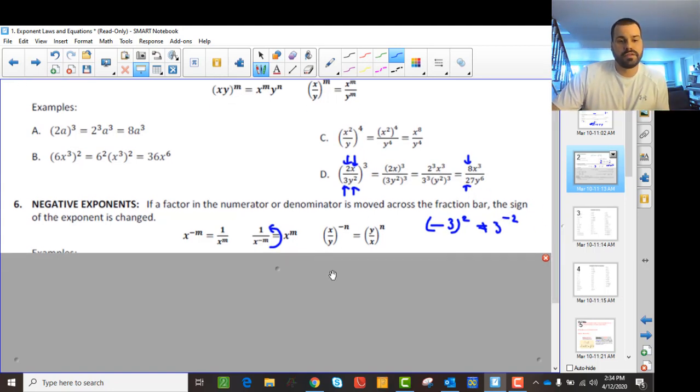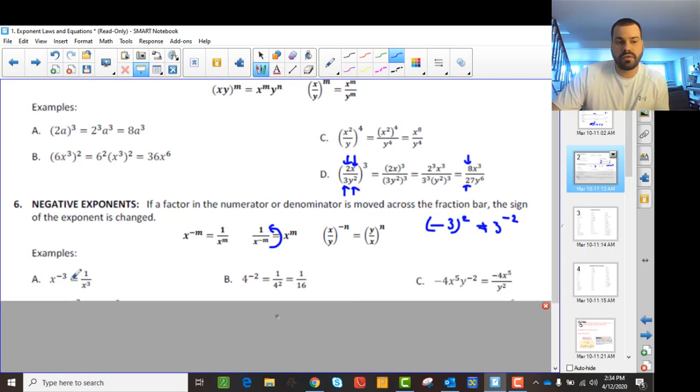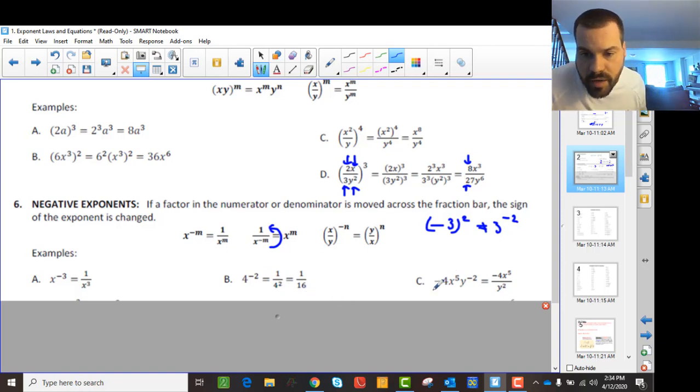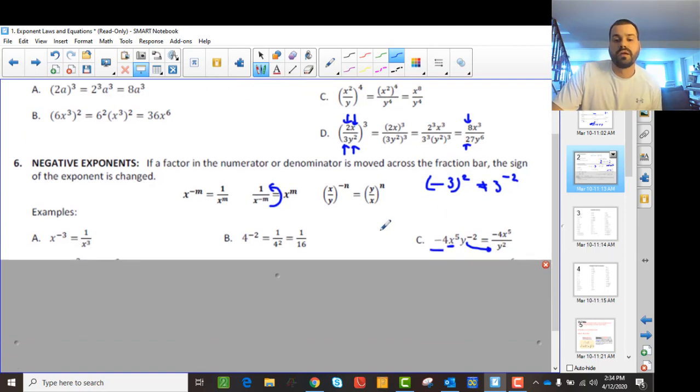But a few examples of this, if you look, x to the minus 3 is 1 over x cubed. 4 to the minus 2, you flip again, so it's 1 over 4 squared. Here, you'll notice, and this is what I'm talking about, that minus 4 stays on the top. It's not raised to a negative exponent. The x to the 5 is not raised to a negative exponent, so it stays in the numerator. This y gets flipped underneath and becomes y squared. Okay?